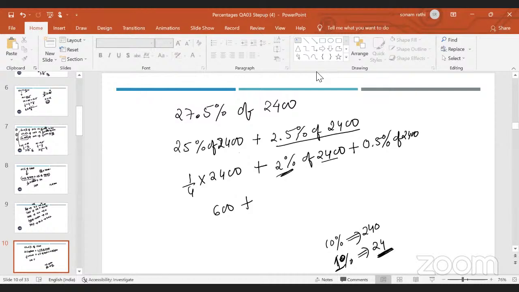So 2% will be 48. Correct. 1% is 24, so half percent is how much? 1% I know is 24, so half will be 12. Very good. So when I add, I will get the answer.